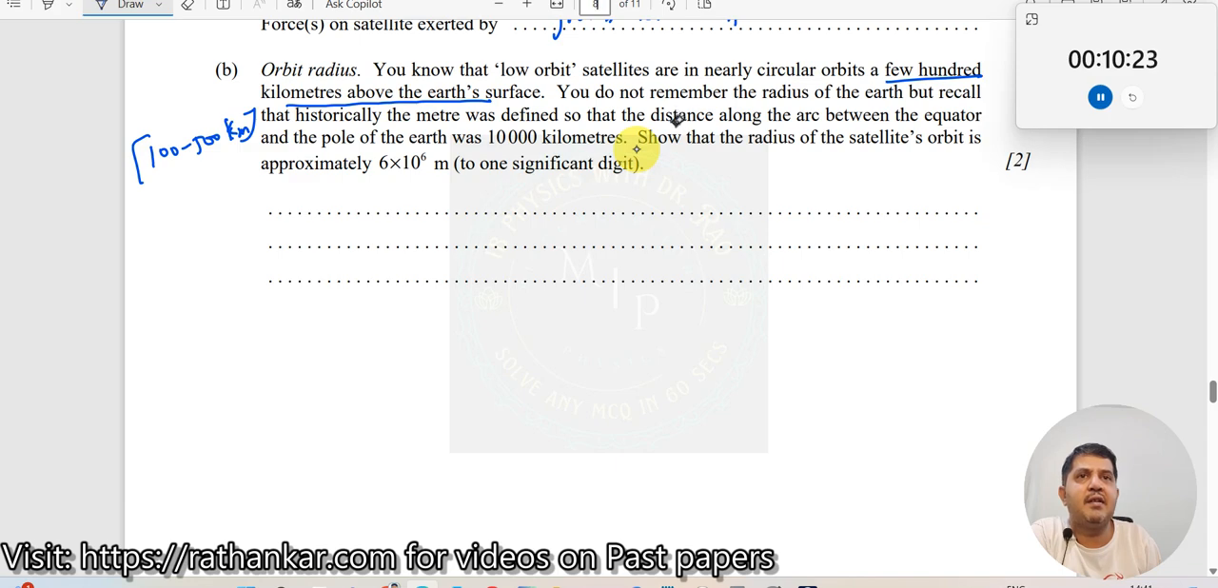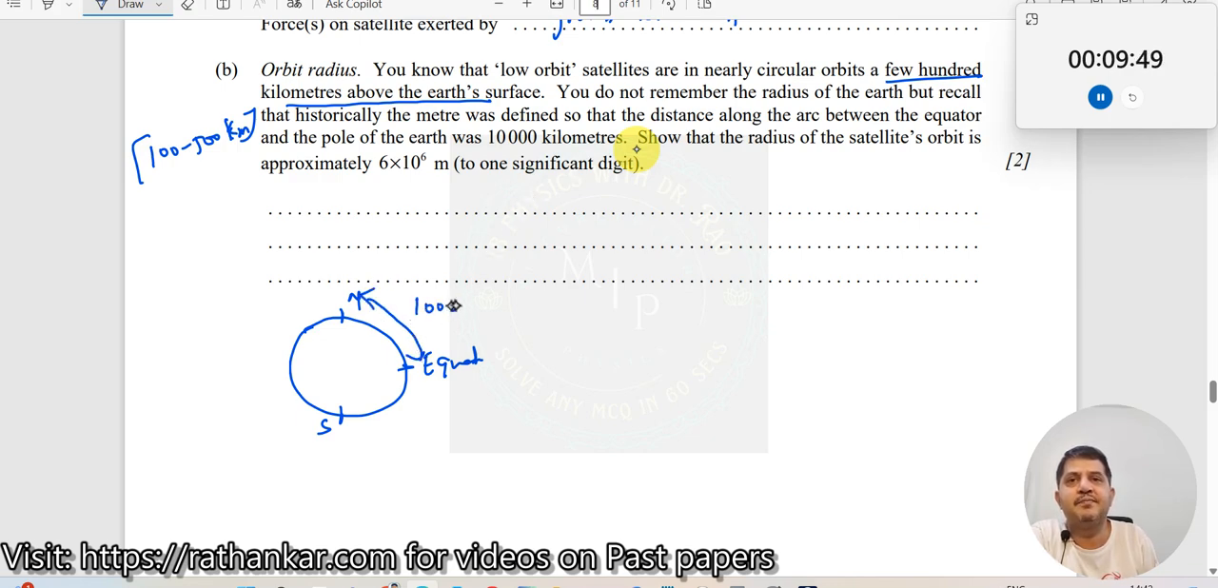You do not remember the radius of the earth, but recall that historically the meter was defined so that the distance along the arc between the equator and the pole of the earth was 10,000 kilometers. Okay, this is the earth. So this is the north pole, south pole over here, and equator is somewhere over here. This is your equator, which passes in between. It says the distance along the arc between the equator and the pole of the earth, this distance, okay, is seen to be 10,000 kilometers.